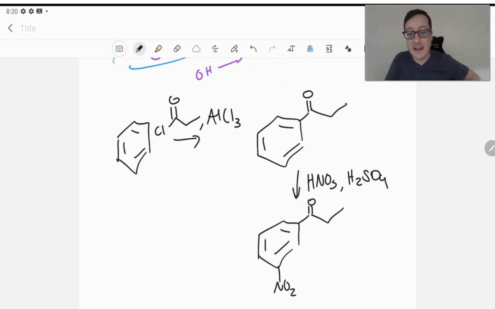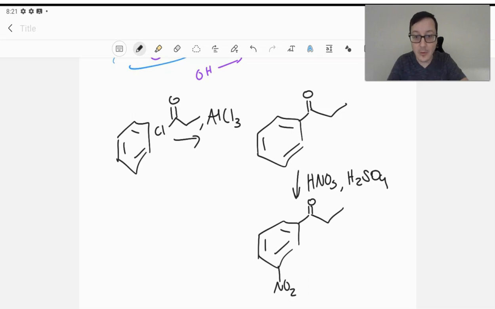And again, because I know where I want it to be in the final product, I could have put it on the other meta position. Symmetrically, it doesn't matter. I can still get the final product, but it's just easier, right? If you already know kind of visually where you want it. Either meta position is fine.